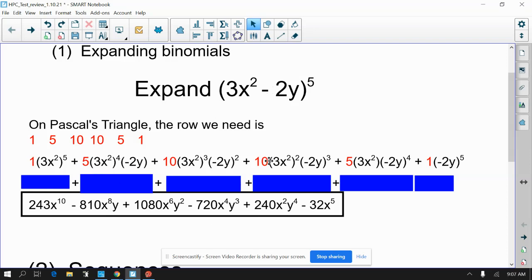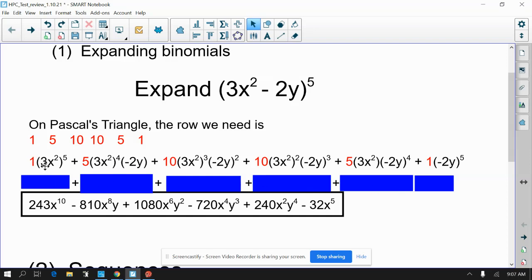And then now we simplify. So here I want to see work again, because people get confused here. They see this symbol. This is a negative sign, not a subtraction. So it's negative 2y, not minus 2y. And there are only 6 terms here. So you will notice there are 6 blue boxes.